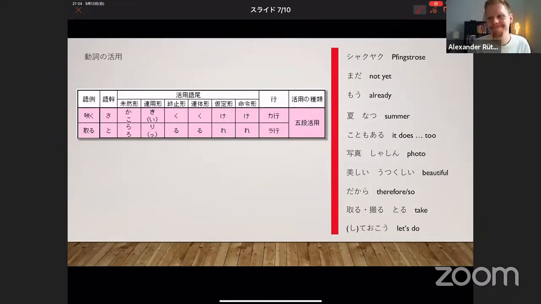So here we have the fun part. Saku, what does saku mean? I don't know. To bloom.